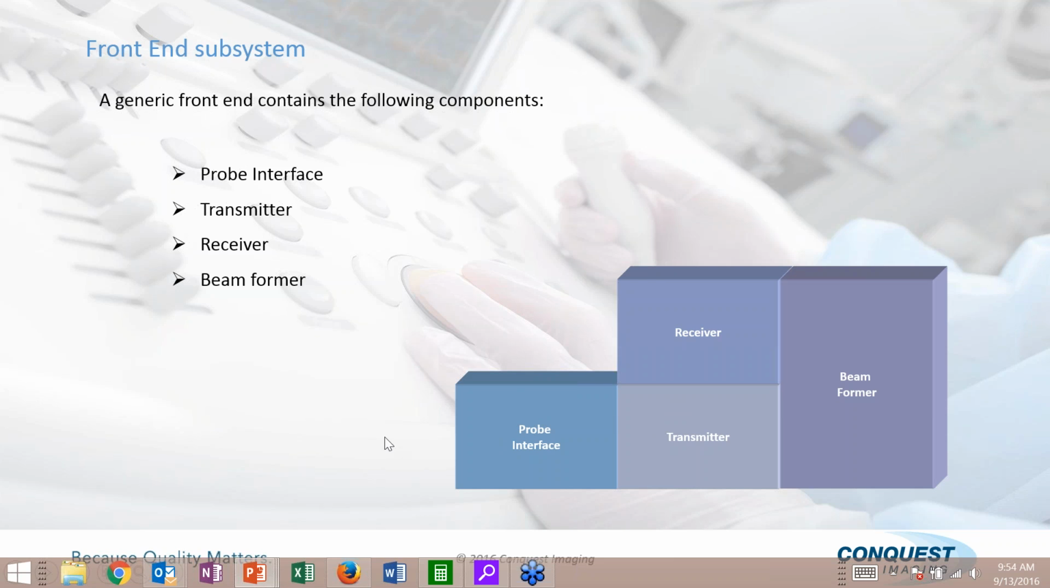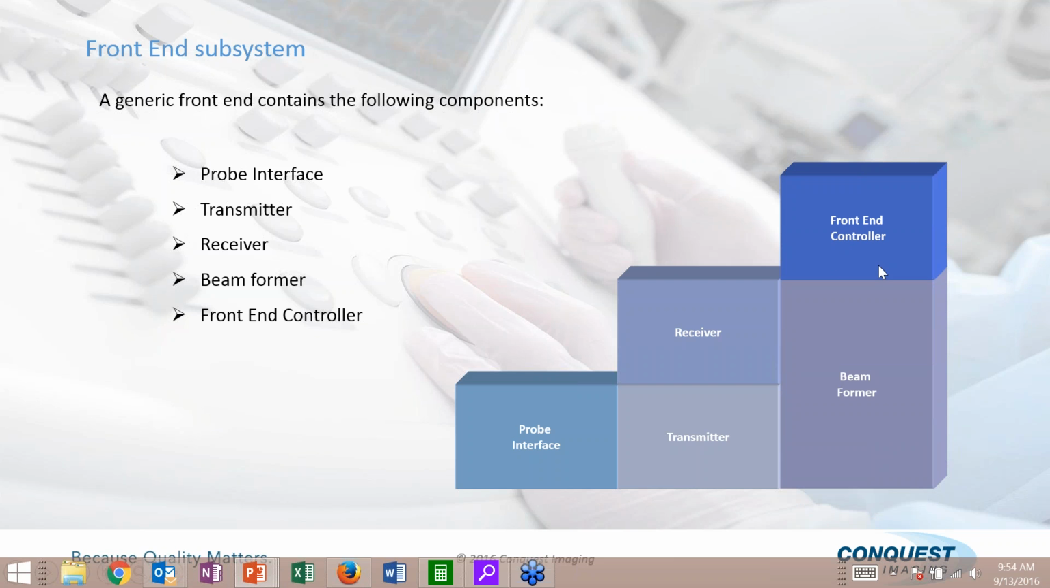And then that wave comes back, it hits the transducer, generates these small electrical pulses. Then we have a receiver, which are highly specialized amplifiers, which amplify the echoes coming back. And then we have a beamformer, which starts processing these echoes coming back into something that we can view. And then we have a front-end controller. The front-end controller's job is to tell the front end what to do and how to do it.